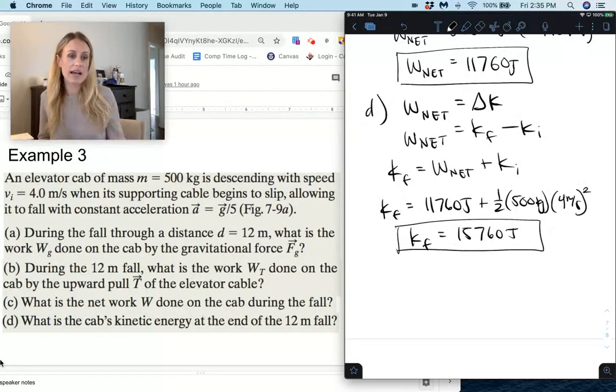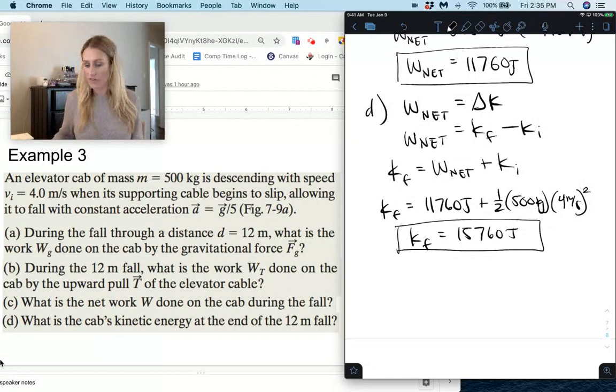Now, of course, for this last part D, there's a bunch of different ways to find the final kinetic energy. Because you know acceleration, using kinematics you could find your final velocity and then find final kinetic energy using 1/2 mv squared. That's totally possible as well. Like in all physics problems, there's usually a bunch of different ways to do these problems. But the way we did for part D is the easiest because we already knew the net work done from part C. So that's why I used the work-energy theorem to solve part D.